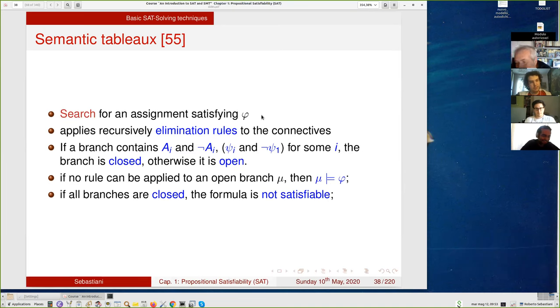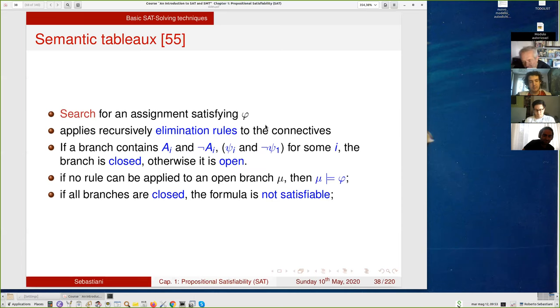Okay. You may bump into tableaus very often, in particular with people speaking of description logics, although those techniques are called tableau, but are not real tableaus. Beware, when you see people calling them tableaus, the name is a little misleading. However, what's the idea of tableaus? This is a very different perspective. The idea is that you search for an assignment satisfying phi.